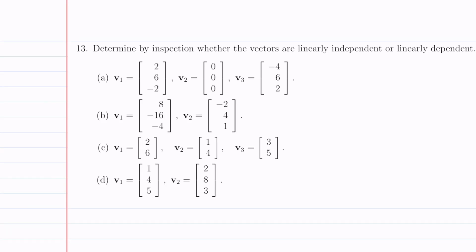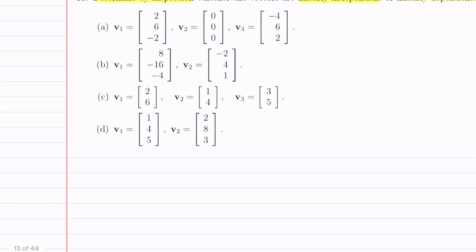In this question, we're going to determine by inspection, that means we don't have to do any row reduction, whether the vectors are linearly independent or linearly dependent. I often tell my students these are like our special cases. Let's start by looking at problem A.